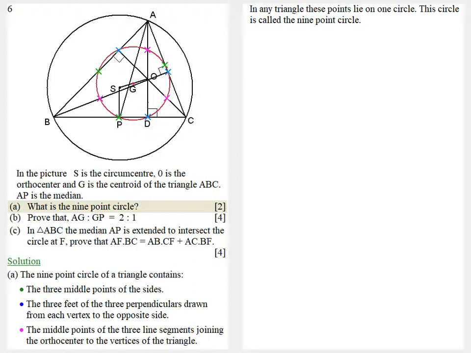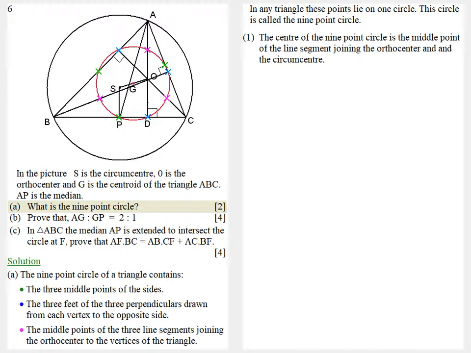The large circle goes through the 3 vertices of the triangle and is called the circumcircle. Now we have the center of the 9-point circle is the middle point of the line segment joining the orthocenter and the circumcenter. Also, the radius of the 9-point circle is half the radius of the circumcircle, or half the circumradius.